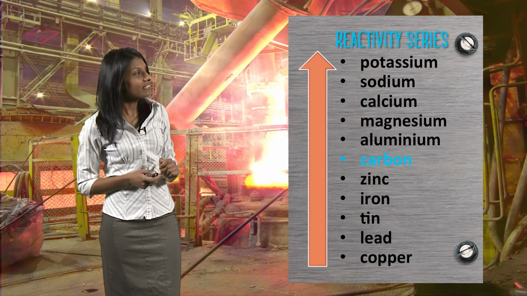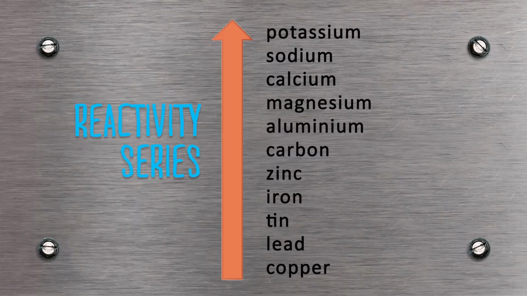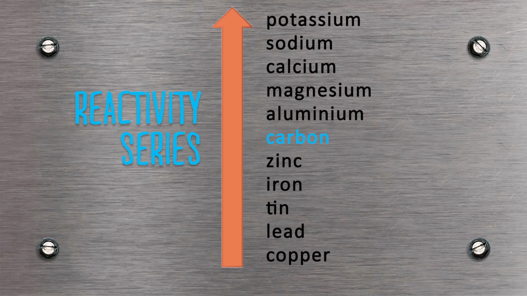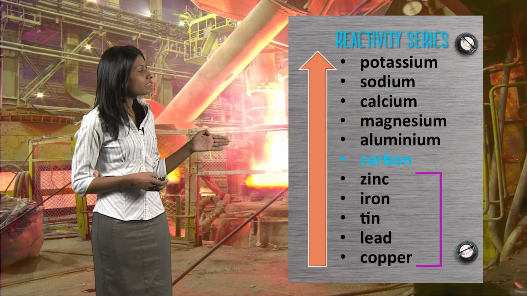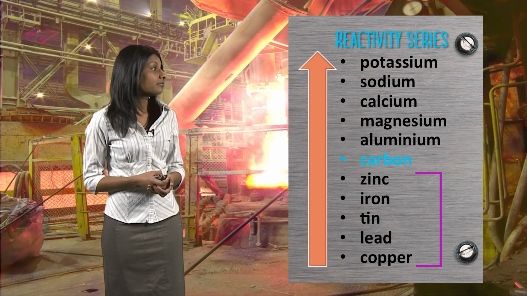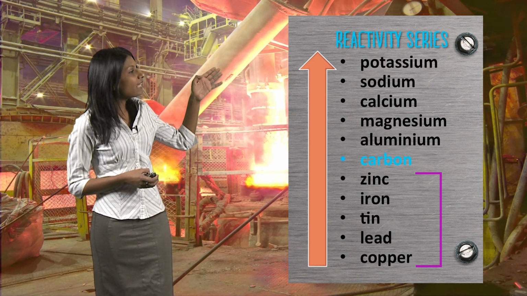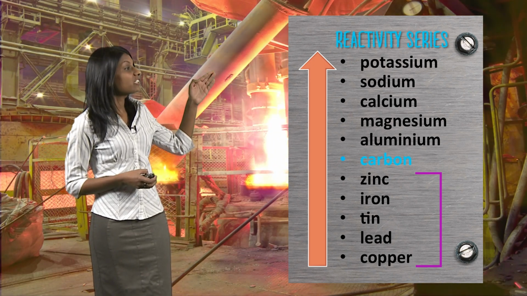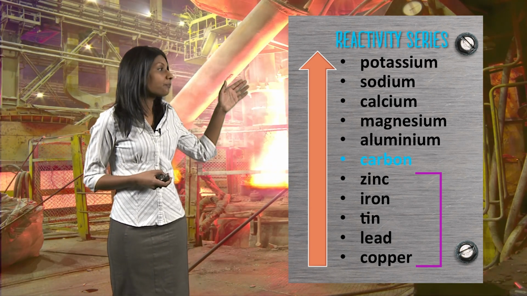Any element in the series can displace an element that is positioned lower in the series. Carbon is included in the reactivity series even though it isn't a metal, and this is because metals below carbon in the series can be extracted using carbon itself. You can see that metals zinc, iron, lead and copper are below carbon, and this means they can be extracted cheaply by the reduction of their ores with carbon.